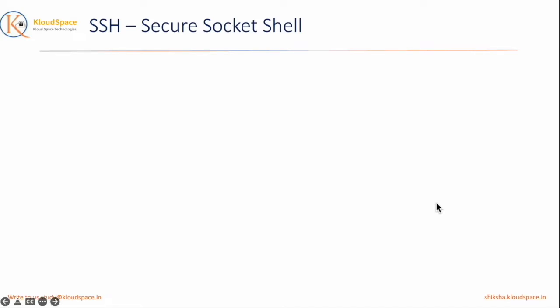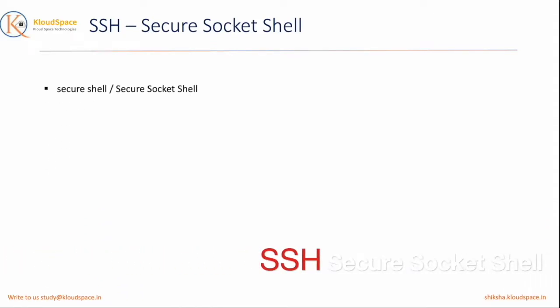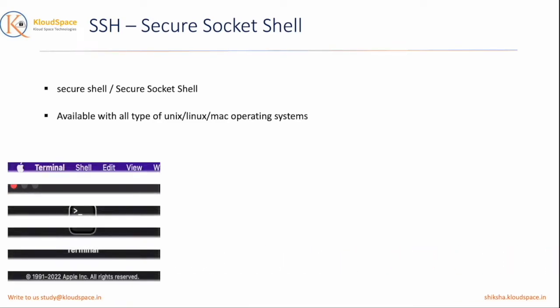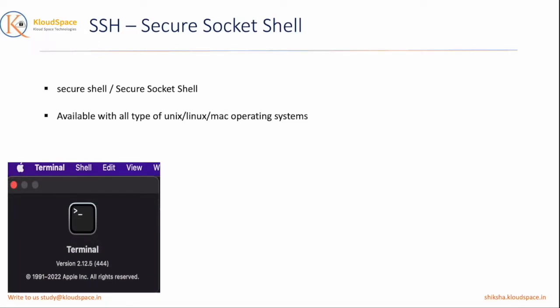We also call it secure socket shell, or simply ssh. This is a protocol that is used to connect to your Unix or Linux system, and we need some tools to connect to it. So secure shell, or secure socket shell, provides an encrypted connection between the client through which you are connecting and your server. This is available in almost all types of Unix, Linux, or Mac operating systems. In Mac, this is called terminal, and many other operating systems also call it terminal. You can launch terminal and then connect to one of your Linux or Unix hosts using the SSH command.